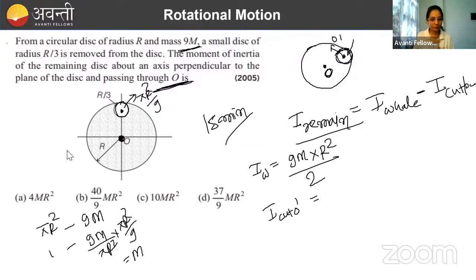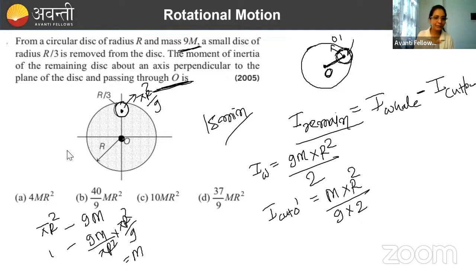Done. So the moment of inertia of the cut portion around its center O dash will be equal to how much? Mass, its mass is m. Radius is how much? R by 3. So R square by 9 into 1 by 2. So this much is the moment of inertia around O dash of the cut portion. But we have to calculate the moment of inertia of the remaining portion around O. So what will we be doing? We will be calculating now the moment of inertia of the cut portion through O. So simply we will be applying the parallel axis theorem.